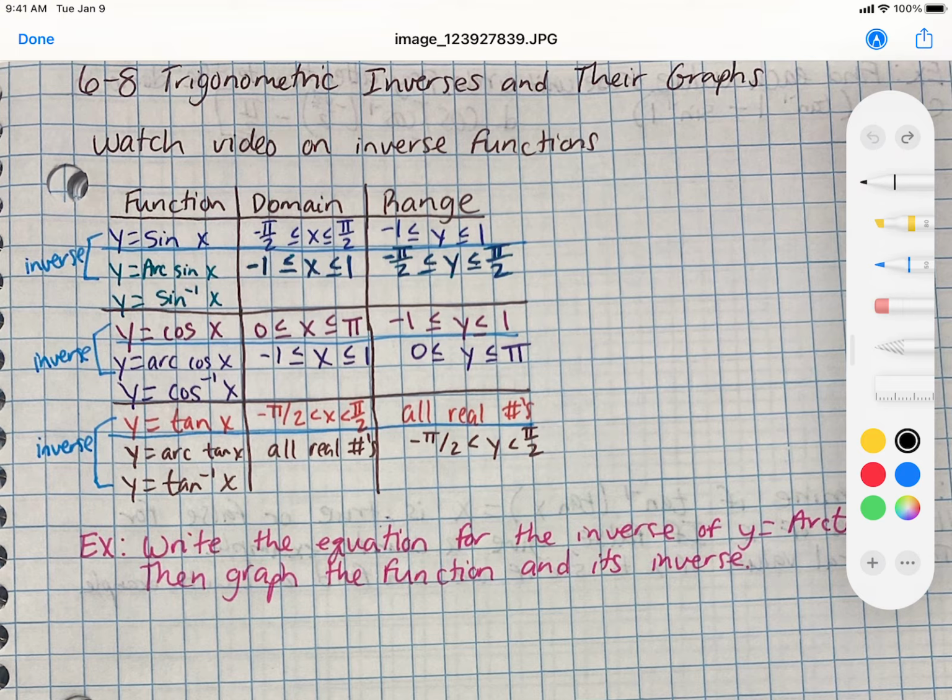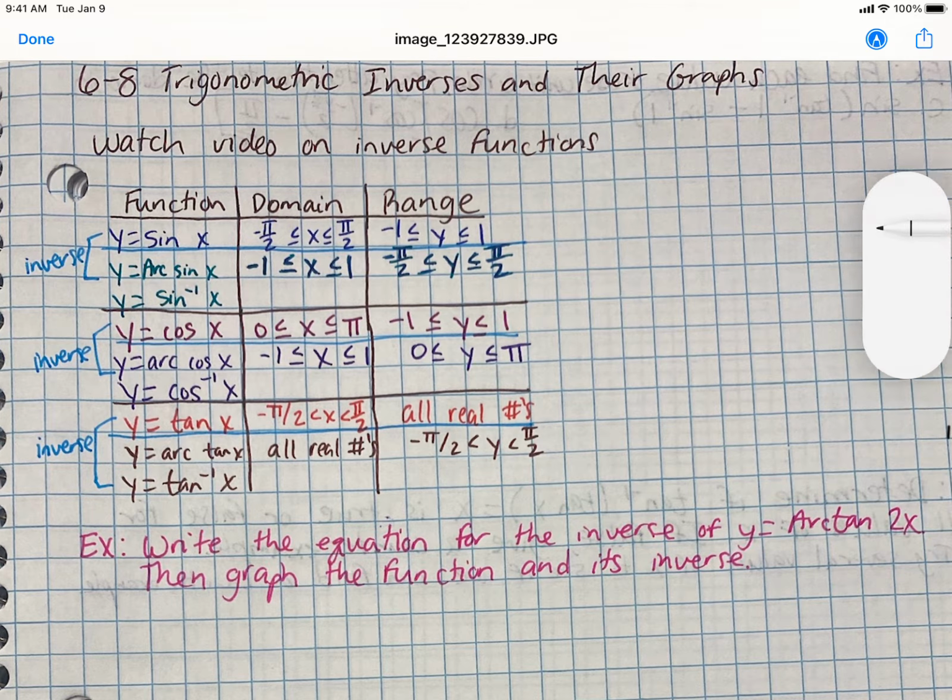All right, and then the last one would be tangent. Same thing on the tangents and inverse tangents. We have negative pi over 2 to pi over 2. Our range would be all real numbers because we have those S-looking things that go up and down. And then we flip for their inverses. So for the inverse tan, the x's would be all real numbers, and the y would be negative pi over 2 to pi over 2. All of these things you should have seen in that video in those graphs. All right?